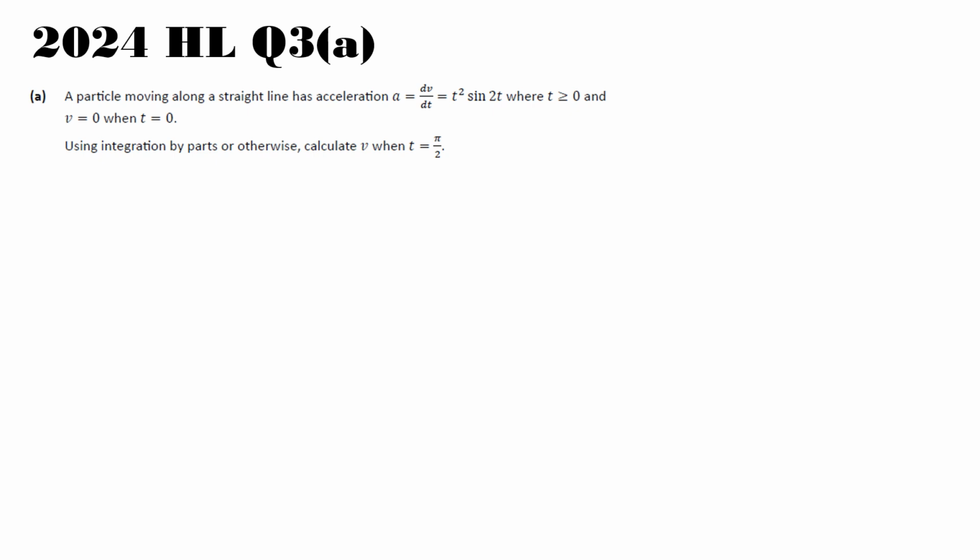A particle moving along a straight line has acceleration a = dv/dt equal to t squared sine 2t, where t is greater than or equal to 0 and v equals 0 when t equals 0. Using integration by parts or otherwise, calculate v when t is equal to pi over 2.